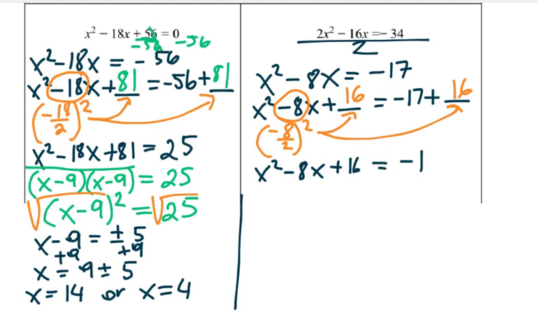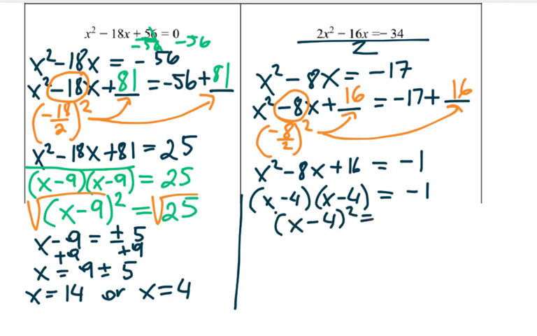I'm going to factor the left side. Factors of 16 that add up to negative 8 are negative 4 and negative 4, is equal to negative 1. Take the square roots. So I get x minus 4 is equal to positive and negative square root of negative 1. And we know that the square root of negative 1 is an imaginary number i.